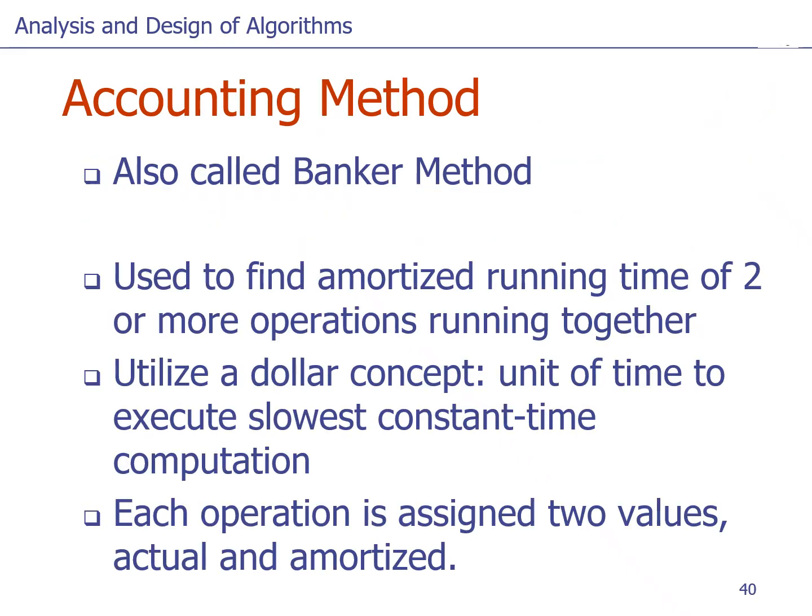Let's look now at the second method we're going to study for analyzing amortized algorithms, which is the accounting method, or sometimes called the banker's method. You use this if you are interested in analyzing the performance of two or more operations that are involving amortization. Why would you have two or more? Typically, this will be applied in the context of a data structure.